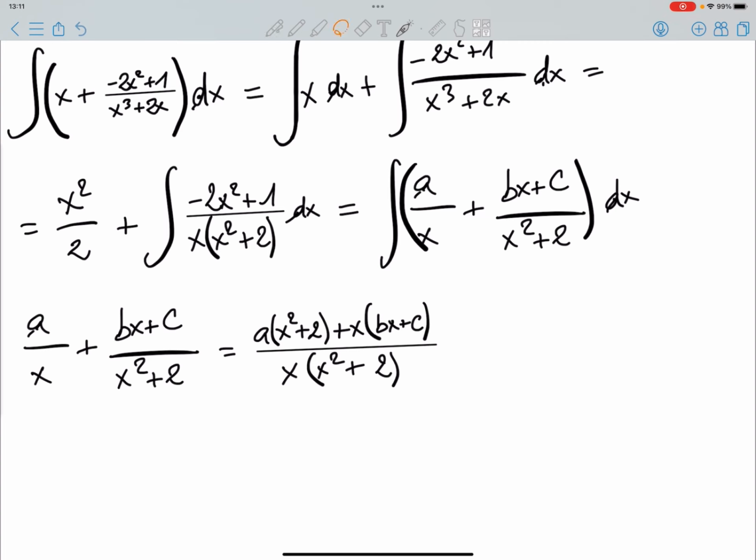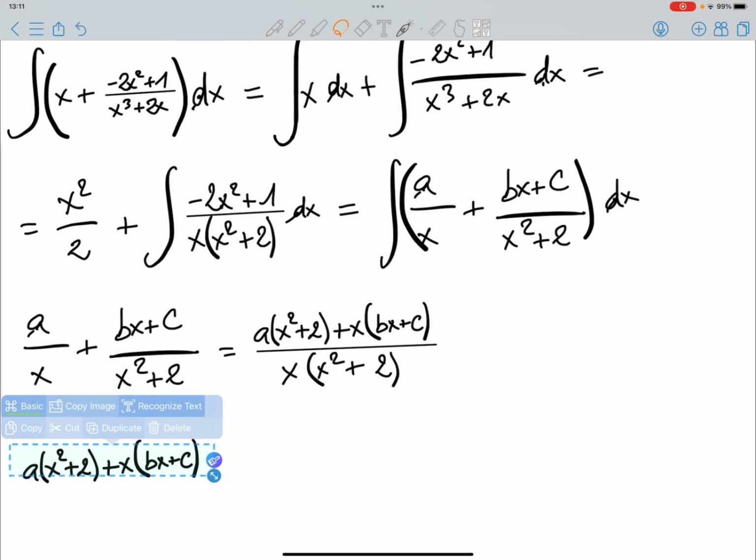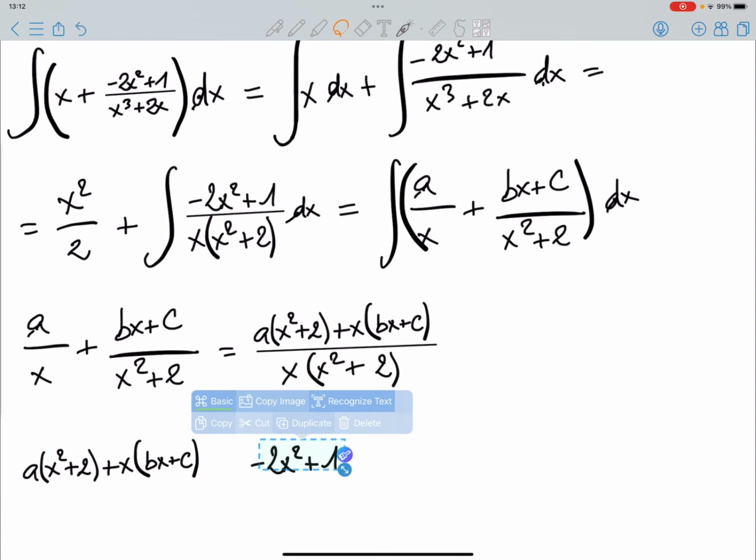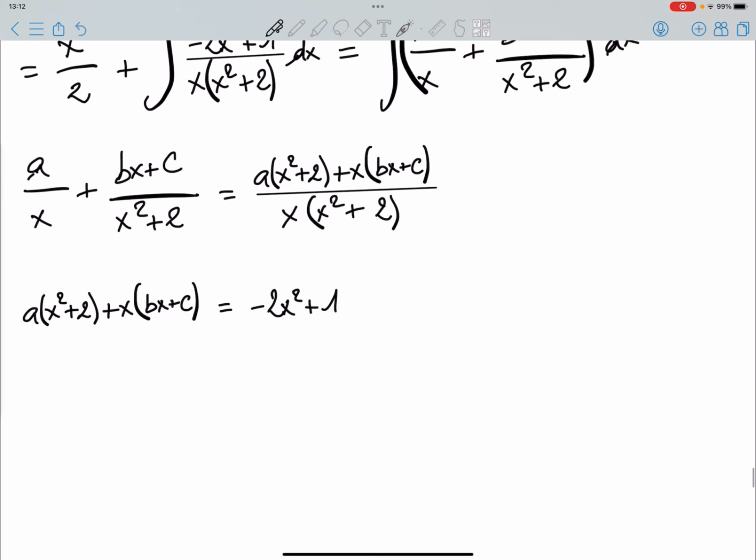Now this numerator here must be equal to this one, so we can write an equation where the left hand side is going to be this one, and the right hand side is going to be this one here. Now if we let x equal to 0, on the left hand side this whole thing is going to disappear, and x as well. So on the left hand side we have 2a, and on the right hand side this is going to disappear, and we have 1.